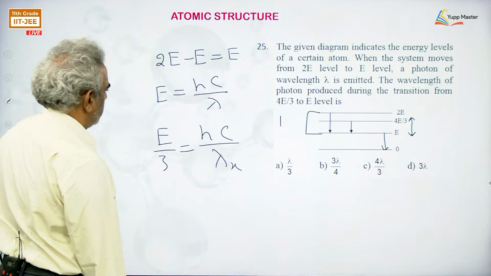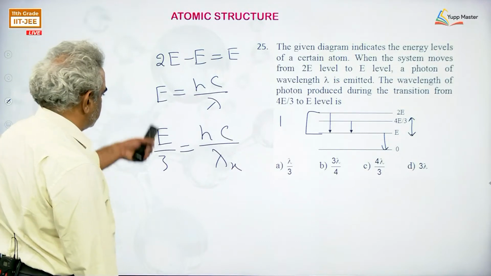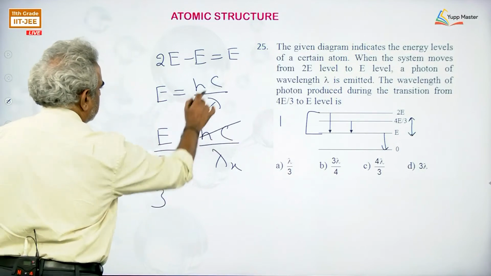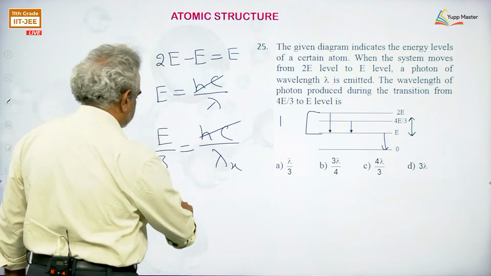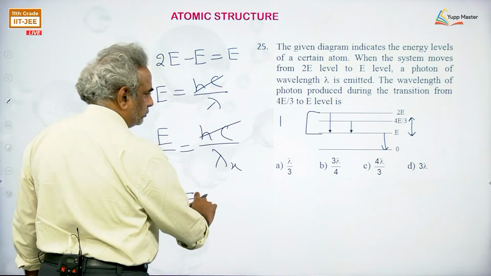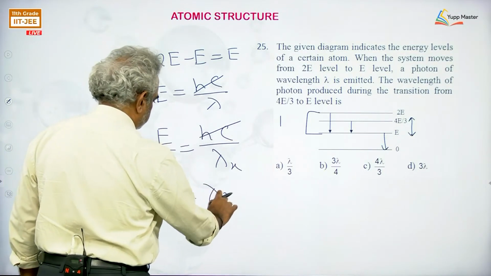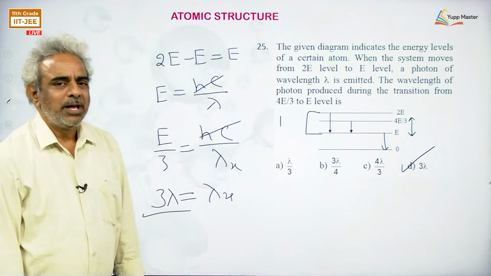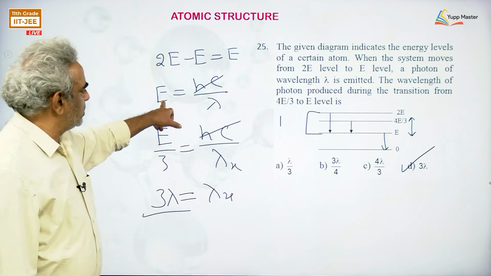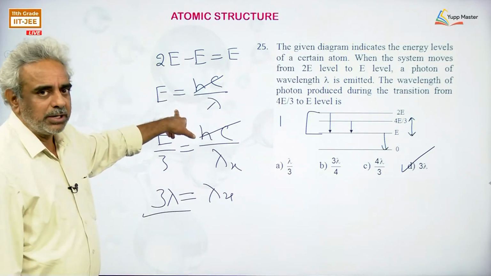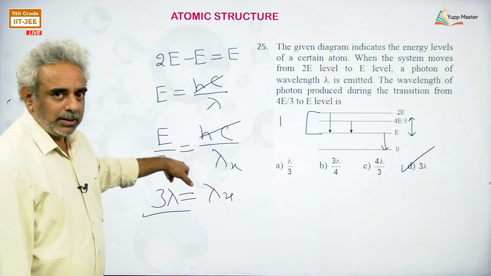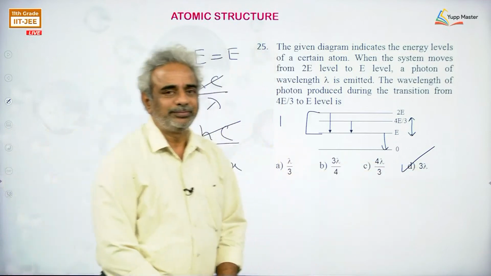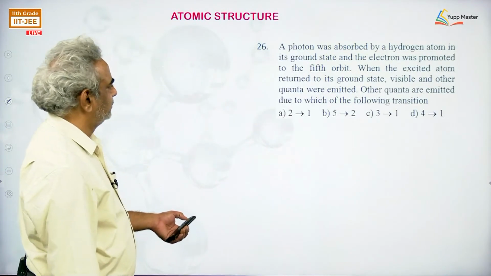So, what shall we do? We will divide this. If you divide this, you will get 3, this and this will get cancelled, and lambda x is equal to 3 lambda. This is the answer, as simple as this. Or you can say one thing: when lambda corresponds to energy E, and we want E by 3, the energy is 1/3, so lambda will be 3 times more. So, this is the answer.